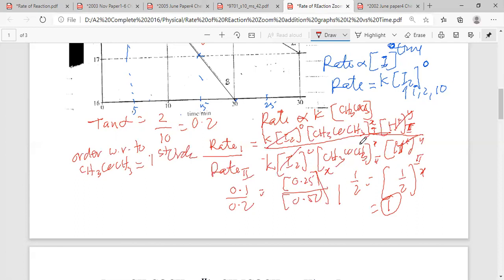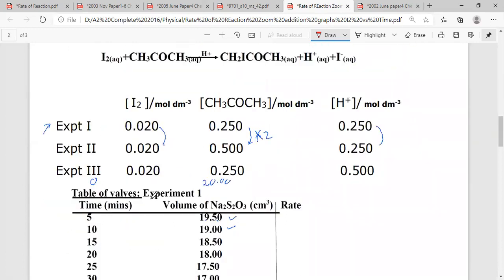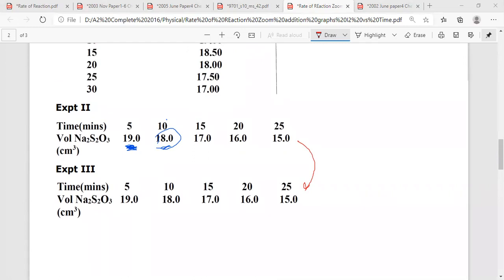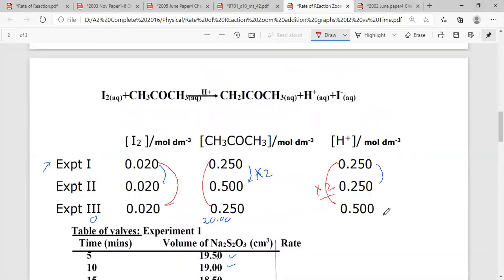Now, quickly, for the third experiment, I change this from here to here; the rest is the same. Here I'm changing the concentration of H plus. I want to see how H plus affects my rate. I double this, and I find the result is the same as my experiment 2. That means if I keep the iodine and the propanone the same and double the H plus, the rate also doubles, which means first order again with the H plus.